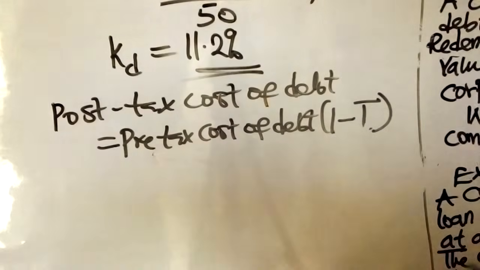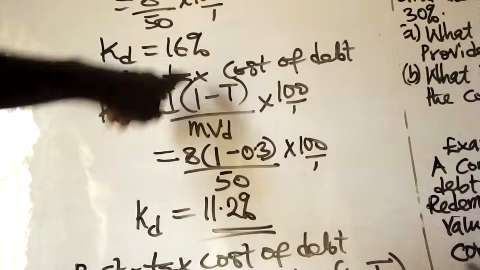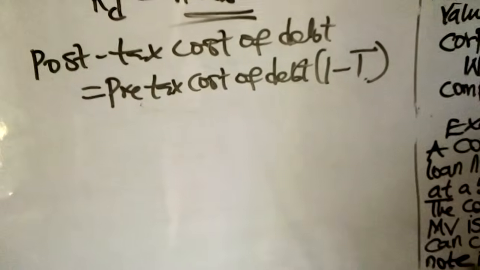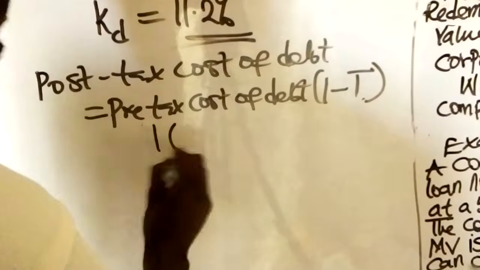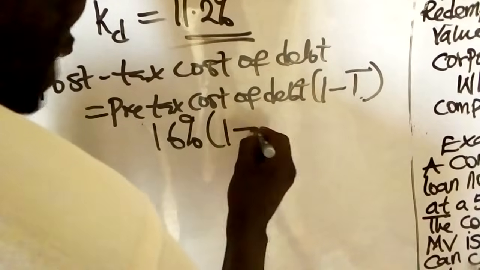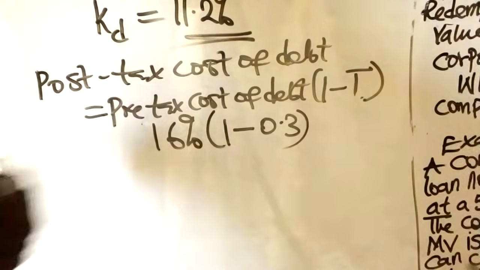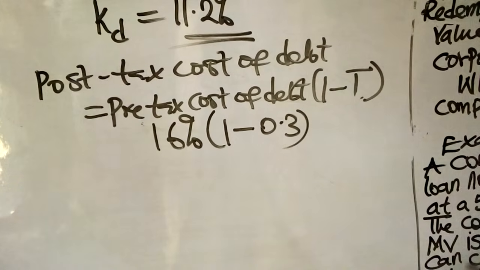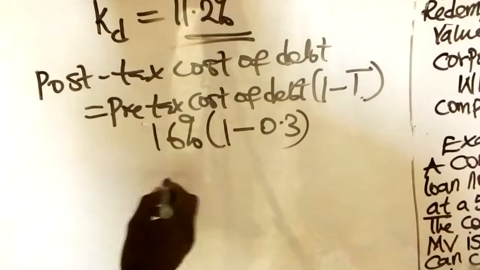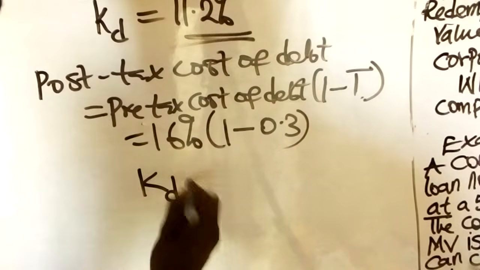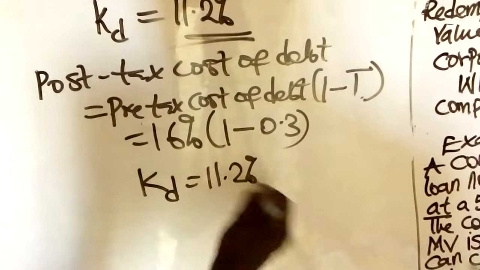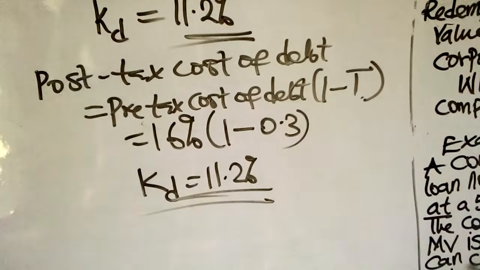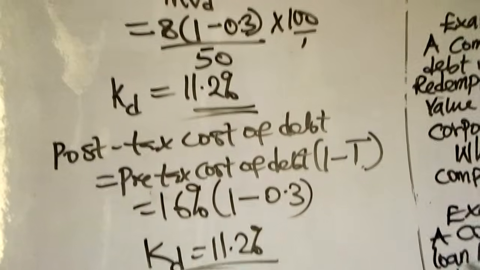Our pre-tax cost of debt has been calculated above. We got 16%. So you can now have 16% into 1 minus tax rate, which is 30%. So 1 minus 0.3, that will be 0.7. 0.7 times 16, then you have 11.2%. That is the post-tax cost of debt.